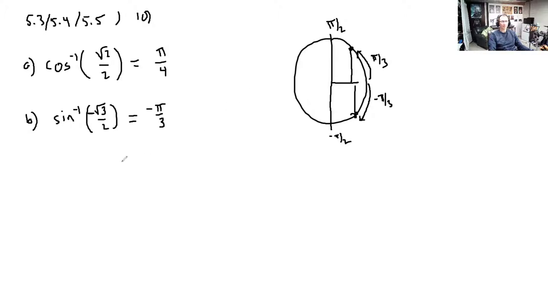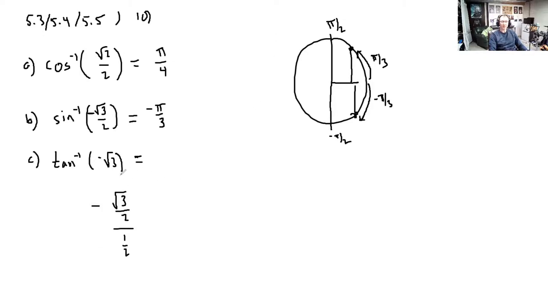Okay? All right. Next one, C, tangent inverse of negative root 3. For this one, I remember explaining this one in the lectures. Remember that tangent is sine over cosine. So sine over cosine, in order to get a root 3 there, we need to have like a root 3 over 2 over a 1/2. And one of these is negative, not the other one.